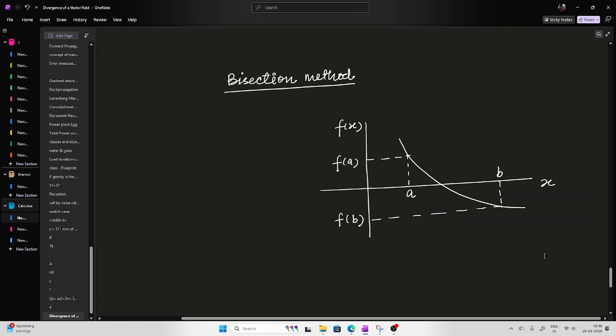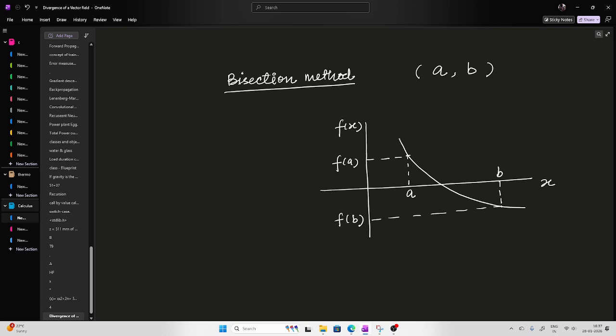So in today's lesson we'll explore another method, which is again a bracketing method for evaluating the roots of any equation. This method is called the bisection method, and the reason is very simple: you must have some bracket, and in this bracket you should be finding the roots.